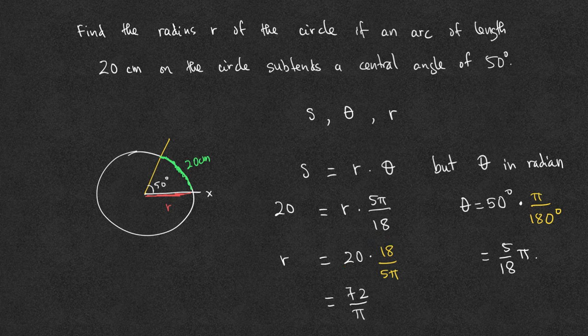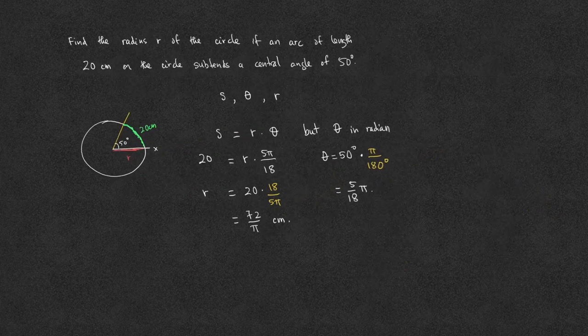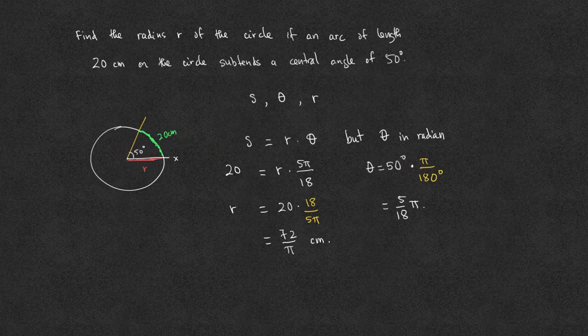20 times 18 divided by 5 is exactly 72, but pi is still in the denominator. The unit for the radius is centimeters. Now, usually we will need to report the decimal number for the radius. We can't just walk around and say the radius is 72 over pi centimeters. It doesn't make sense to a lot of people. And so, the radius is 22.92 centimeters, depending on how many decimal places we want to round to. In this case, we round it to 2 decimal places.